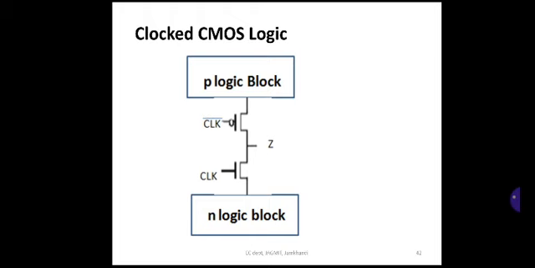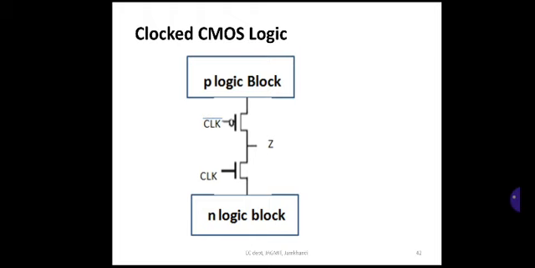The third one, clocked CMOS logic. As you can see in the figure, this is a block diagram of clocked CMOS logic. This logic is realized by including a clock into the regular CMOS circuit. This is a realization of a CMOS circuit itself, same as a CMOS circuit, but you need to include a clock to the regular CMOS circuit.